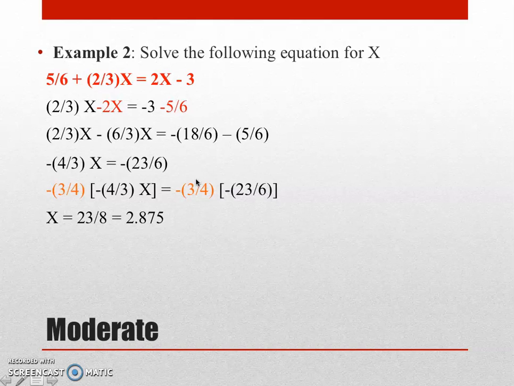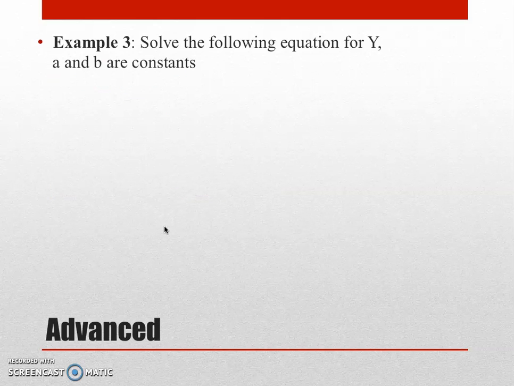On the other side, I have to multiply. Here I can simplify the 3 and the 6 in the numerator and denominator. The 3 becomes 1, 6 becomes 2. So negative 1 times negative 23 gives me 23, and then 4 times 2 becomes 8. So x becomes 23 over 8, which is the same as 2.875. Now let's look at a harder example.